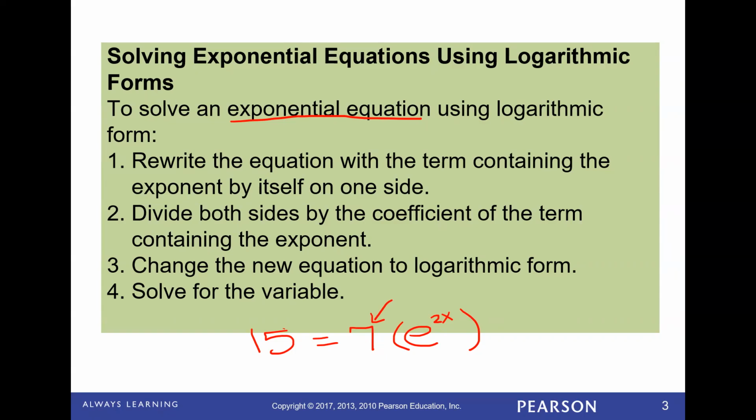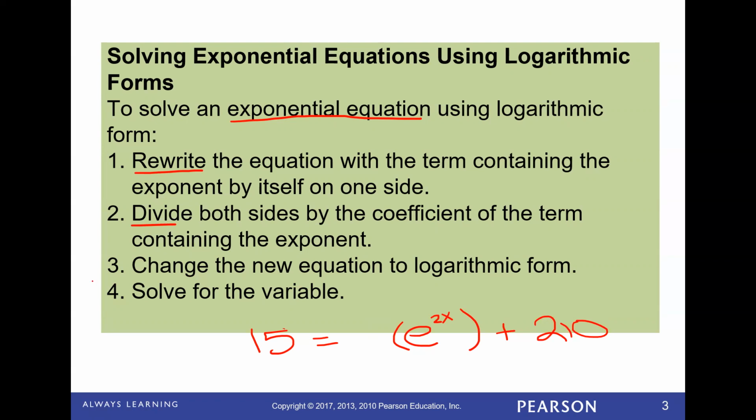If it didn't have the 7, and it had maybe a plus, I don't know, 210, then I would actually take that 210 and subtract it from the other side. So when we say rewrite, it's in very general terms, but basically get whatever the base is with the exponent by itself. So get that term by itself. You're going to rewrite the equation where that term is by itself, divide by any number that's in front of that base. That's where that divide comes in.